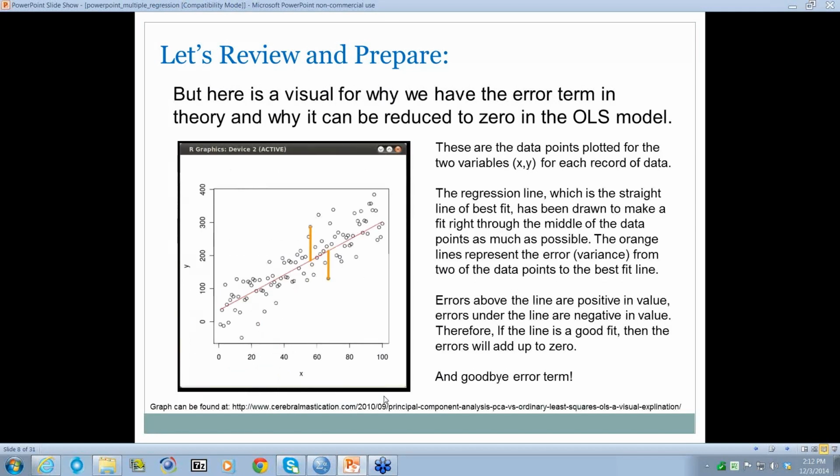Here's a visual for why we have the error term in theory and why it can be reduced to 0 in the ordinary least squares model. These are data points plotted for two variables, like a correlation in a scatter plot. If you remember from the correlation webinar, we had the scatter plot, and then we could see if they were going up, if they were kind of going down together, things like that.